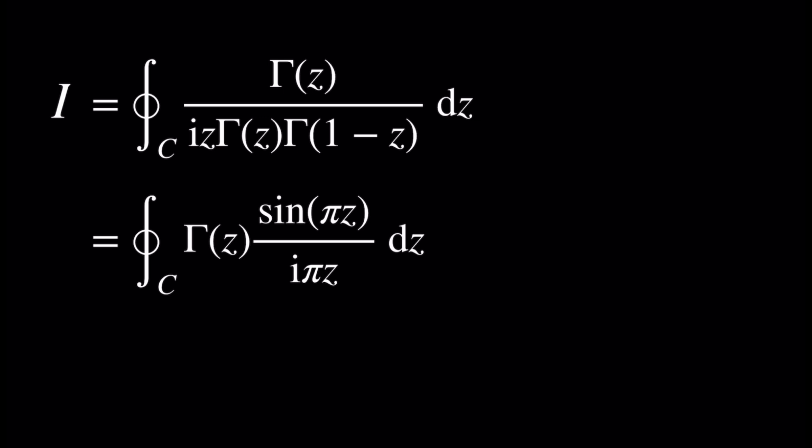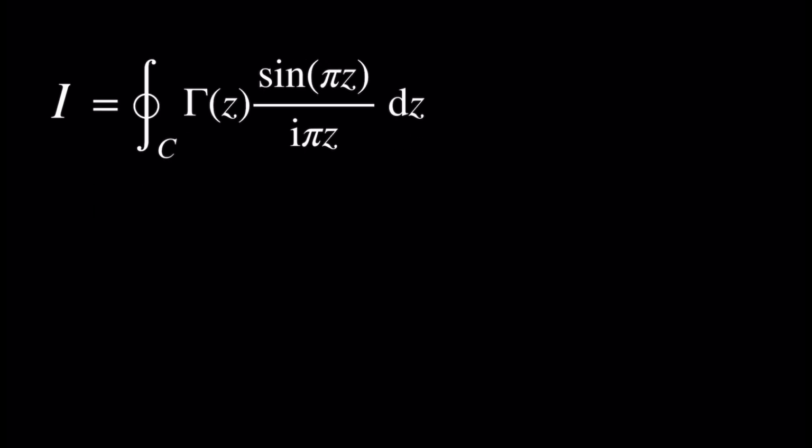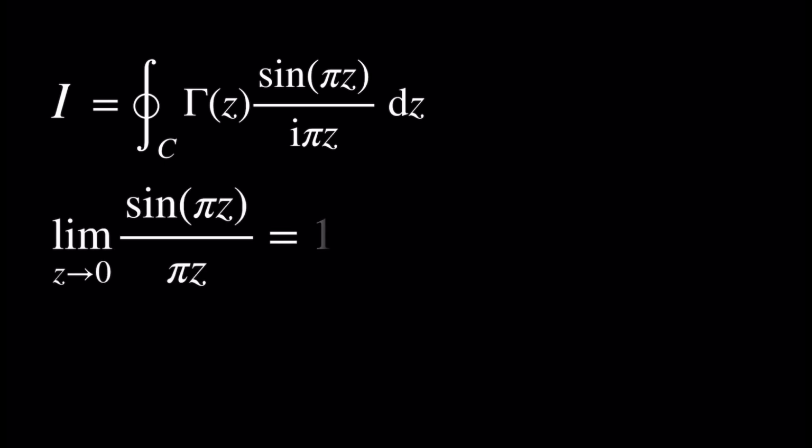Now we have a product of two functions. The quotient sine of pi z over i pi z has no singularity. In fact, we can simply extend it by continuity at z equals 0. We can see that simply by looking at the limits. The limit of sine of pi z over pi z as z tends to 0 is equal to 1. But the limit of gamma of z as z tends to 0 is infinity.